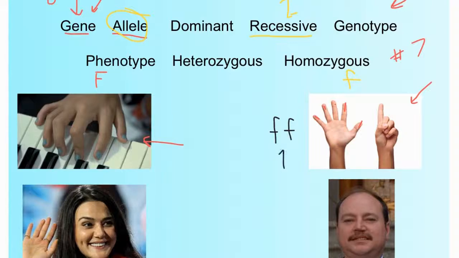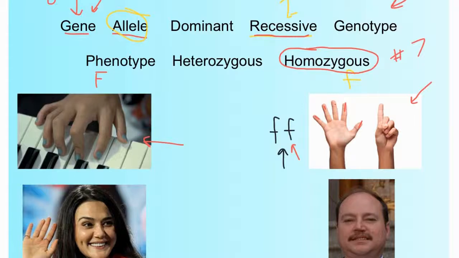Now this, when both alleles are the same, either they're both big or they're both little, that's called being homozygous for a trait. The prefix homo means same. So if you have 2 of the same alleles, you're homozygous for that trait. And since they're both so small, lowercase letters, we're going to say you're homozygous recessive.